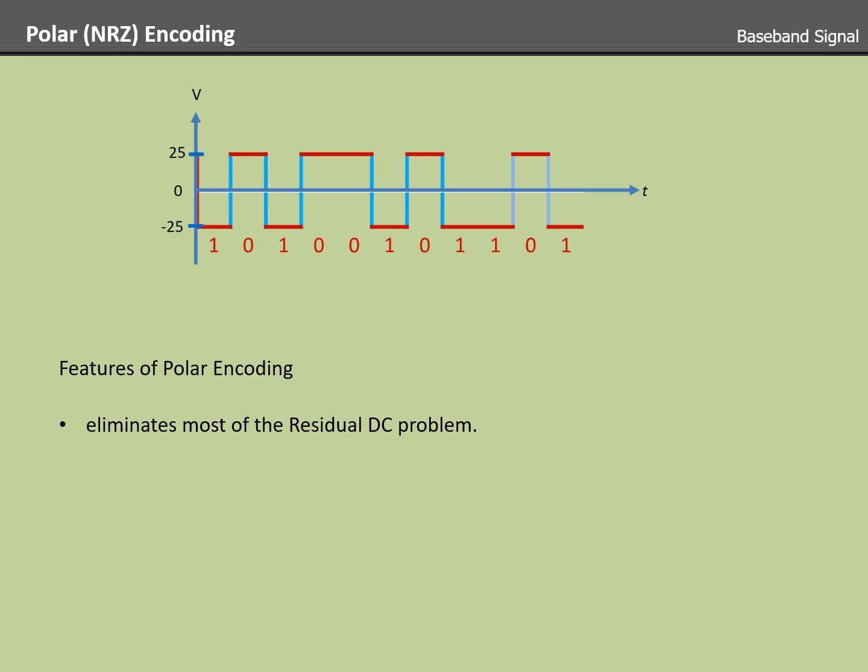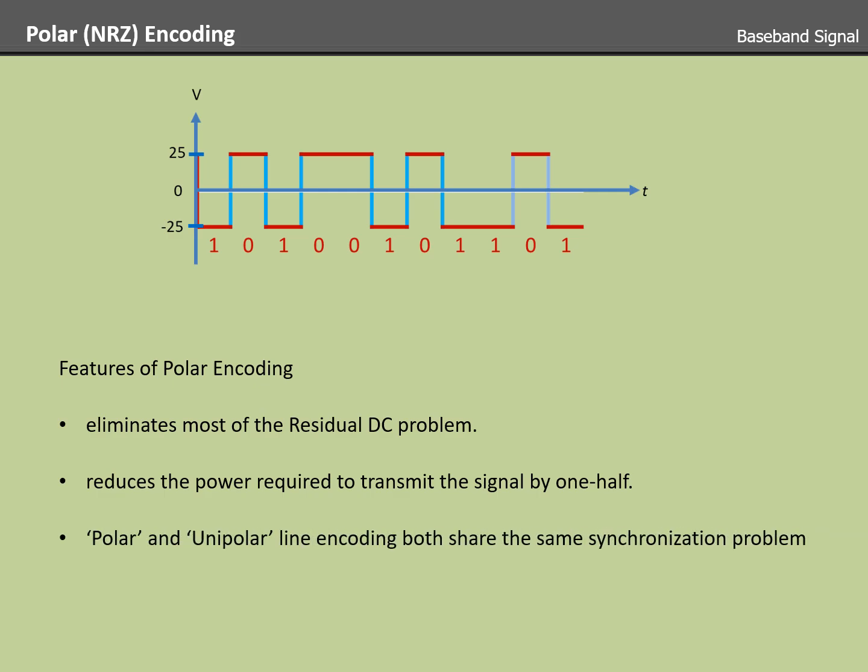Polar encoding eliminates most of the residual DC problem. It helps to reduce the power required for transmission by half. However, polar encoding has the same synchronization problem as unipolar encoding.